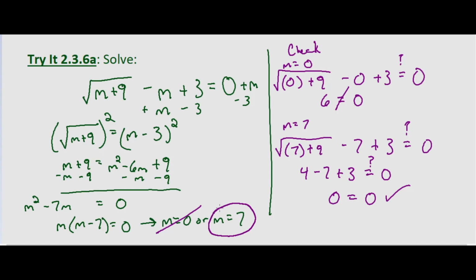So the square root of m plus 9 minus m plus 3 equals 0 if m equals 7. And again, this shows the importance of checking: when radicals are involved, we have to square both sides of an equation, and checking the solution is extremely important, again, because the conditions aren't the same for what's under the radical as what they are once we square.